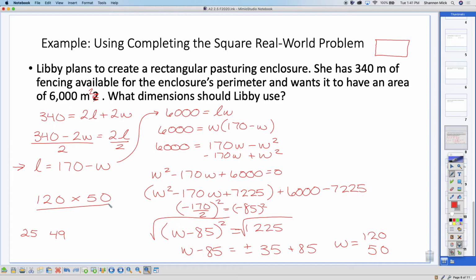Now, is it always going to work out like that? No, it's not always going to work out like that, but it just happened here. So the length or width, whatever way you want your rectangle to go, those are the dimensions you would have.